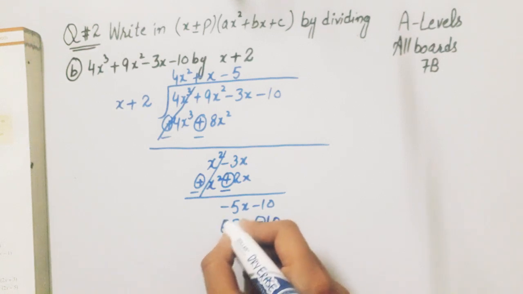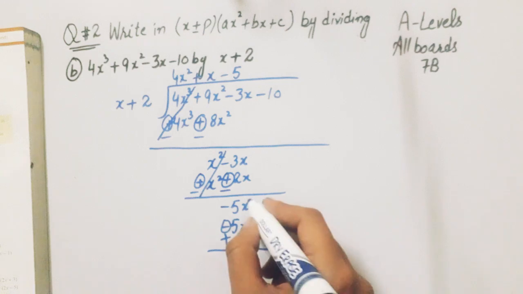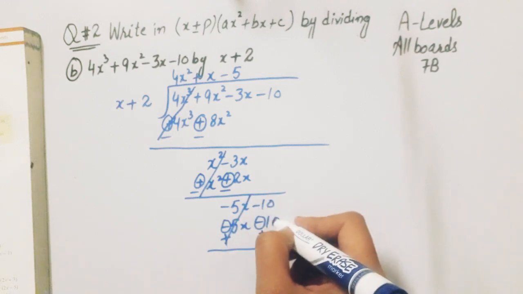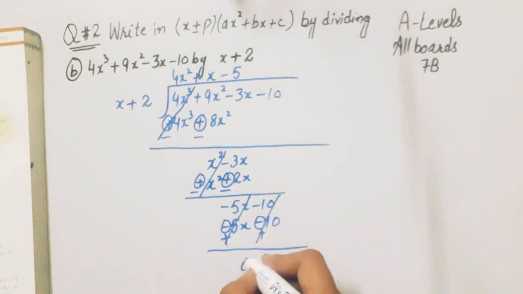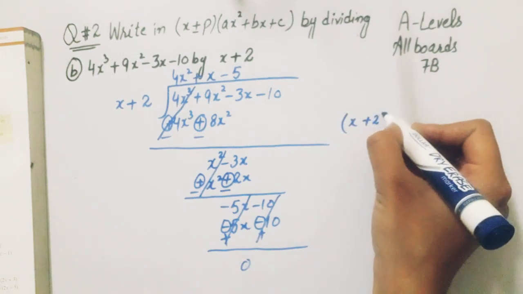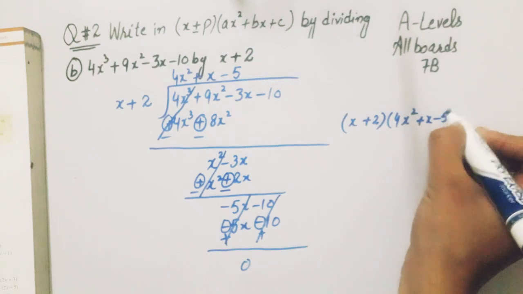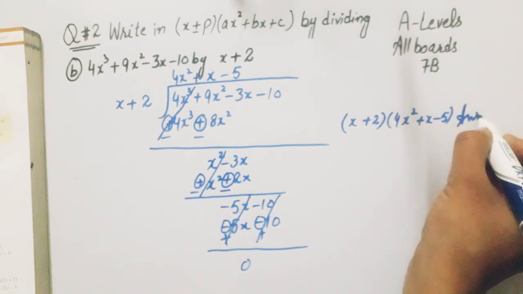Now change the old signs and we will get the new signs. So minus 5x and plus 5x are cancelled out, and minus 10 and plus 10 are cancelled out. So the factors of this question are x plus 2 and 4x square plus x minus 5. This is the final answer.